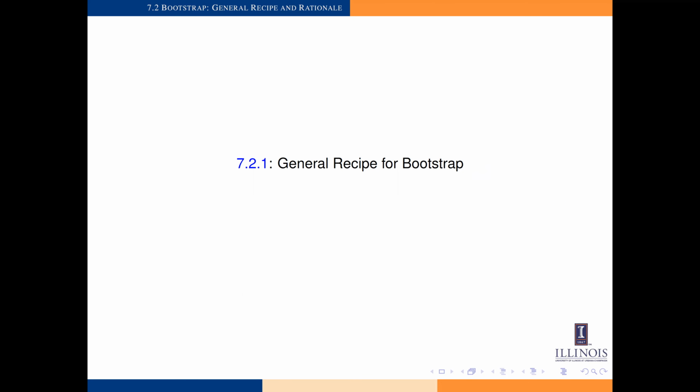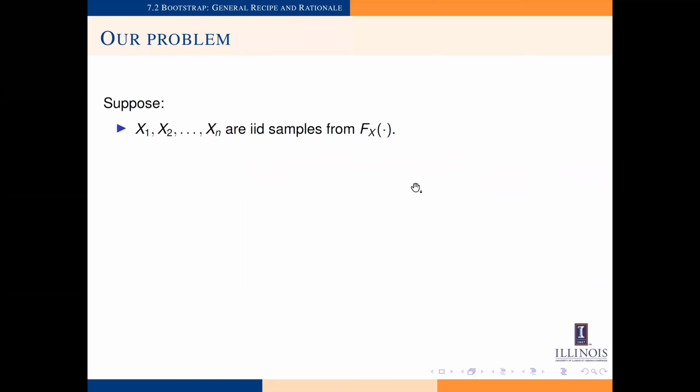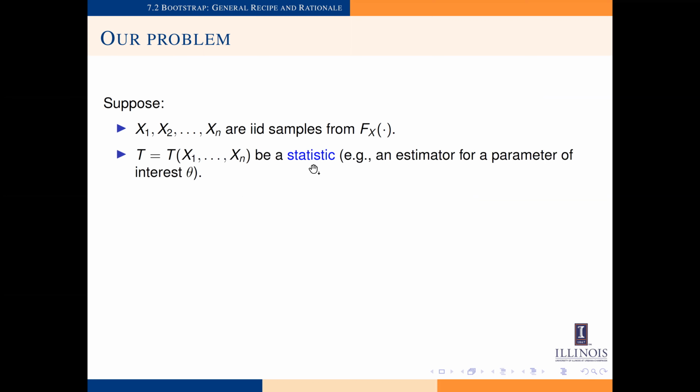Let's see a general recipe for Bootstrap first, and then we'll talk about the rationale and some applications. Our problem can be formulated as follows. Suppose x1, x2 all the way up to xn are IID samples from fx. Let t, which is equal to a function evaluated at the random samples, be a statistic. This statistic t can be an estimator for a parameter of interest theta, or it can be a test statistic.